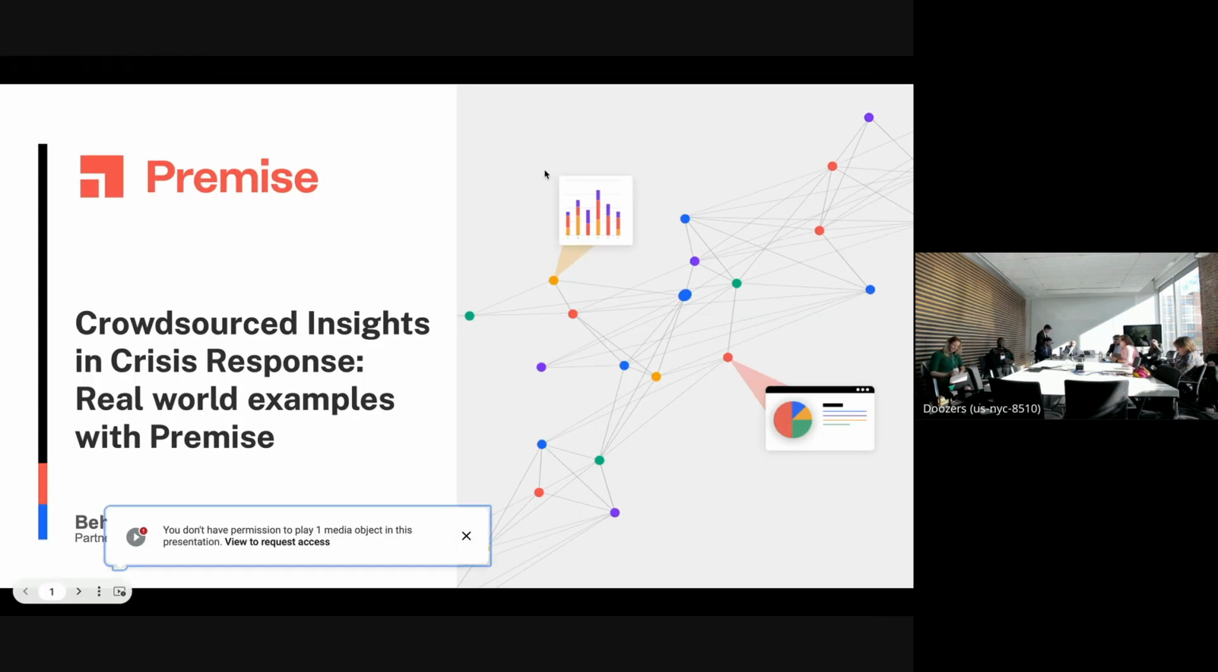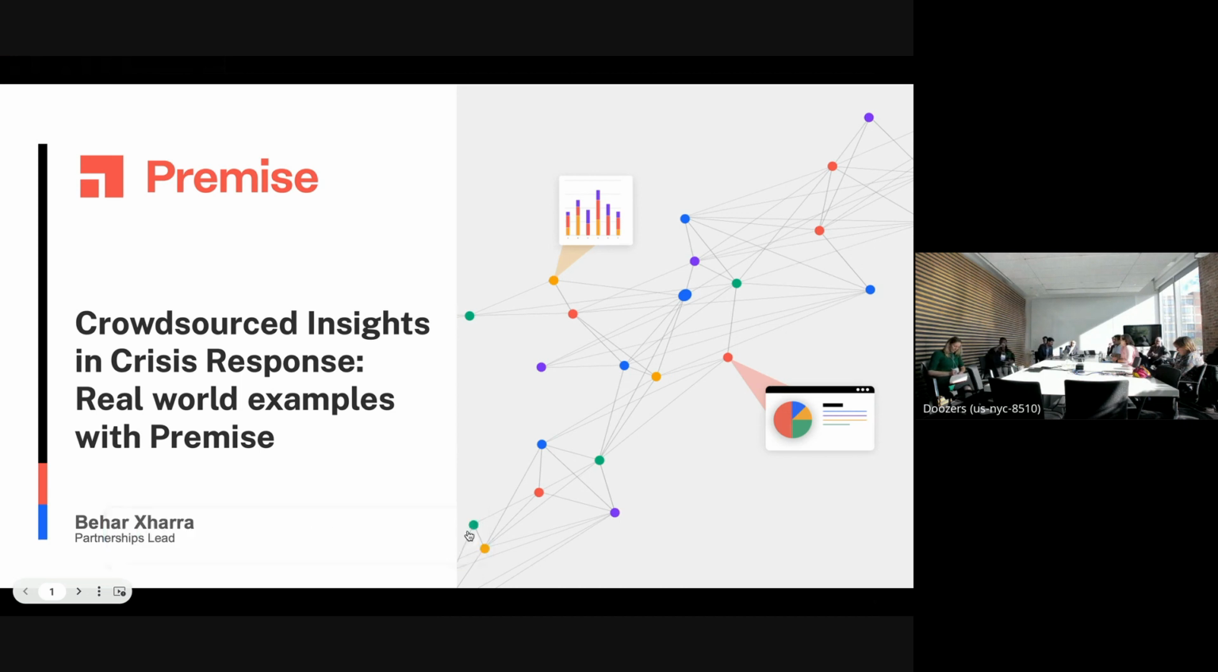Let me set the stage here. So I'd like to first bring back a couple of problem statements that were brought up by previous speakers and validate them and how they are part of the backbone of why we exist, why we as a crowdsourced platform are trying to do what we're trying to solve. And then I'll go after those problem statements, talk about the model and what we do and how we do crowdsourced data collection. And then I will go into some real life examples.